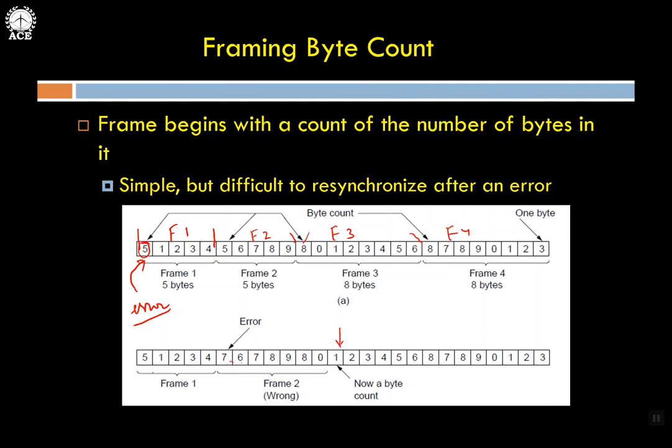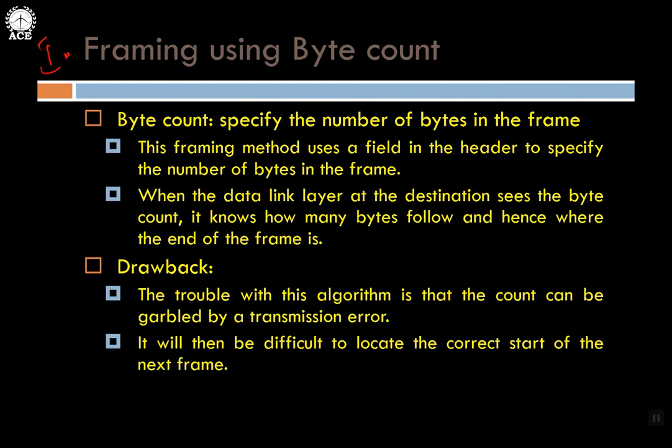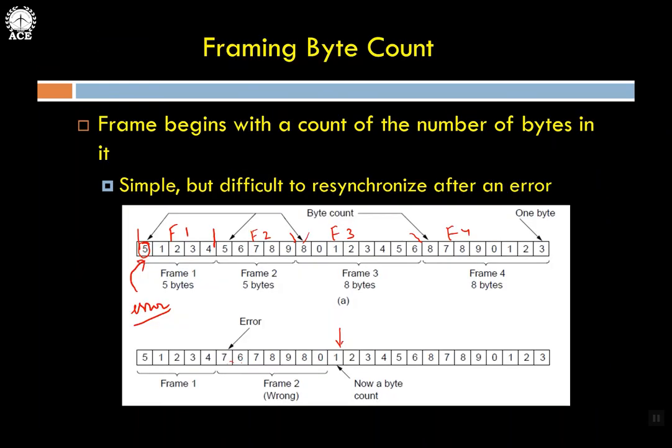So here resynchronization will become difficult when an error occurs. Trouble with this algorithm is that the count can get garbled by a transmission error. It will then be difficult to locate the correct start of the next frame. So the whole thing will get lost if the byte count gets garbled. I hope you understood the mechanism of byte count. Okay, framing by byte count, the first method.